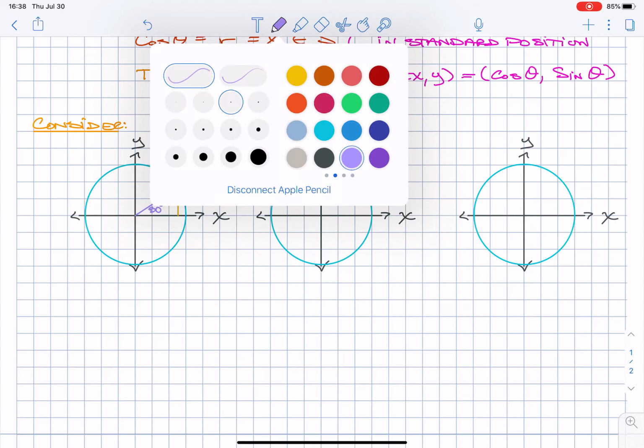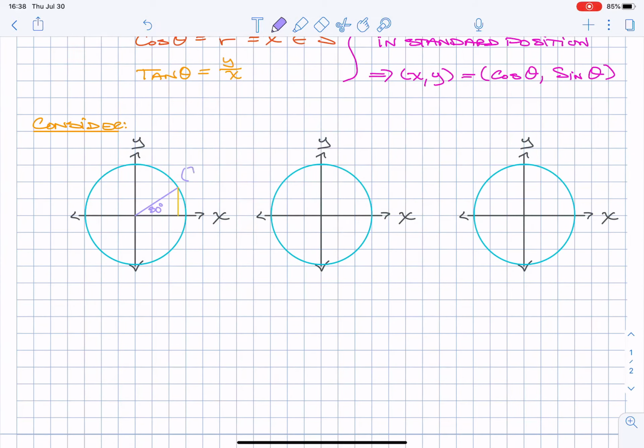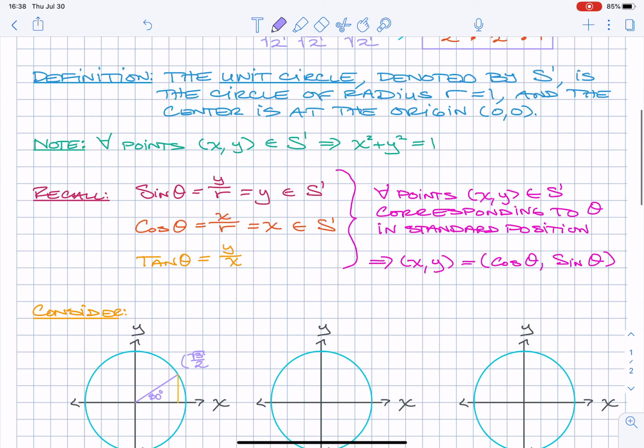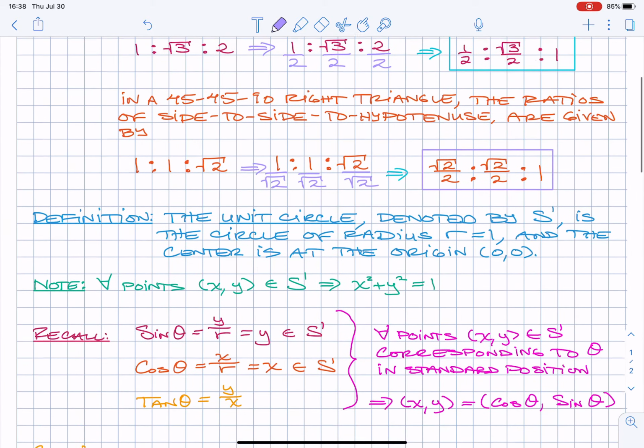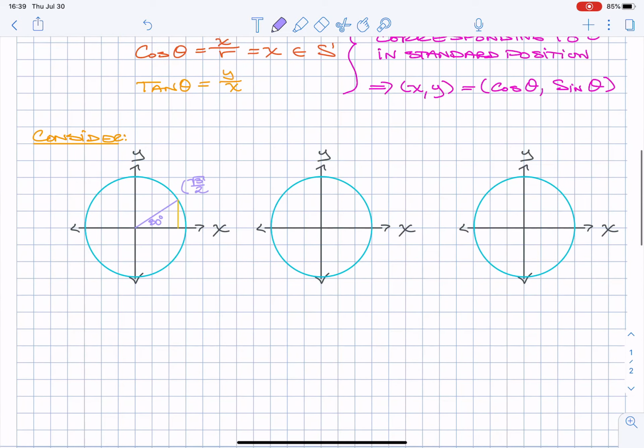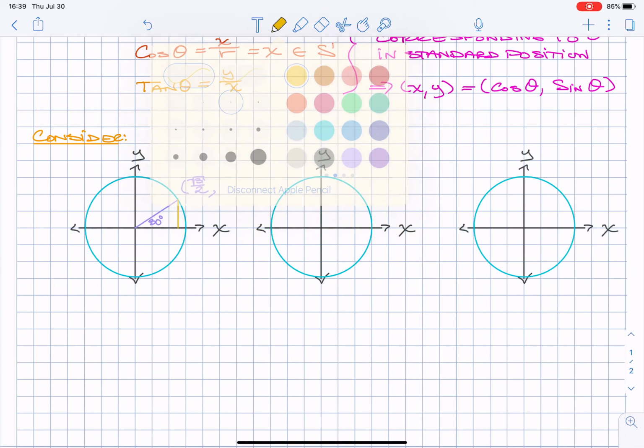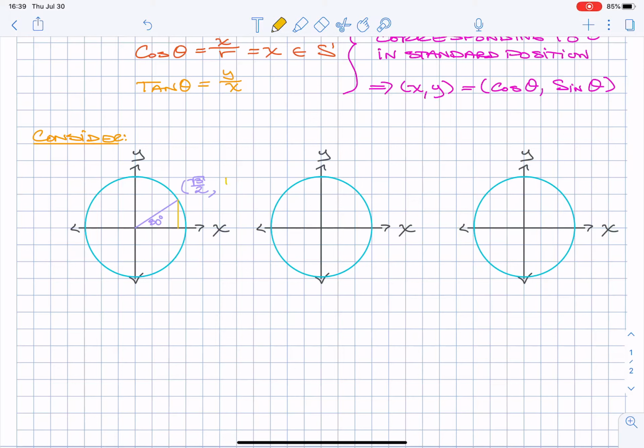Okay, so I claim that cosine of 30 degrees is the square root of 3 over 2. And why is that? Well, because I'm in a 30, 60, 90 right triangle. Let's go ahead and do the y-coordinate in yellow, shall we? So this will be 1/2.